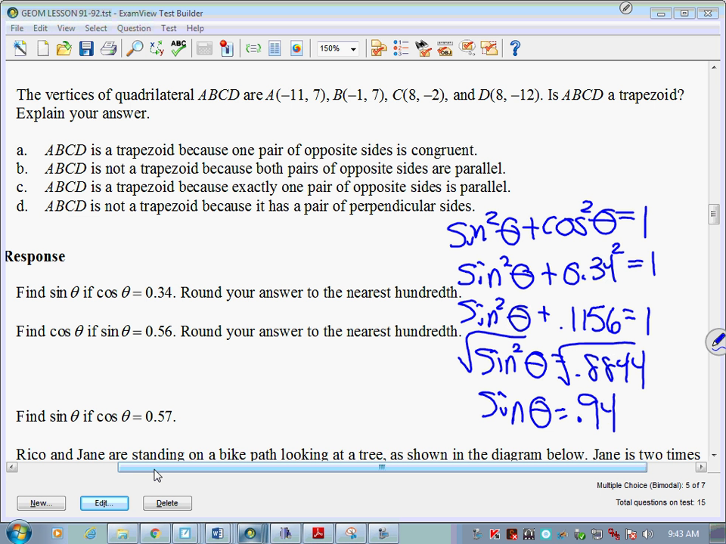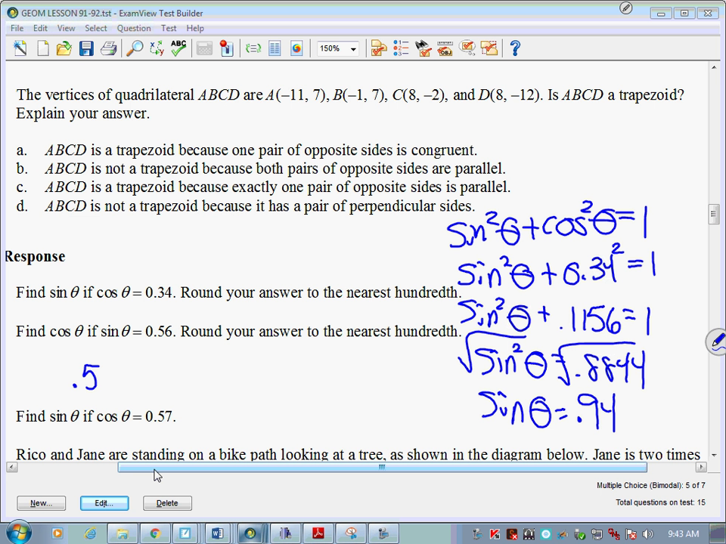Okay, so sine theta equals what? 0.94, right? Okay, so 0.94. I'm not saying that you necessarily want to do that. Could we have found that answer using the Pythagorean theorem? I dare say yes. But this way I don't actually have to draw the triangle in order to see the relationships.